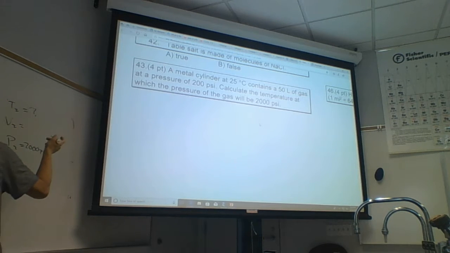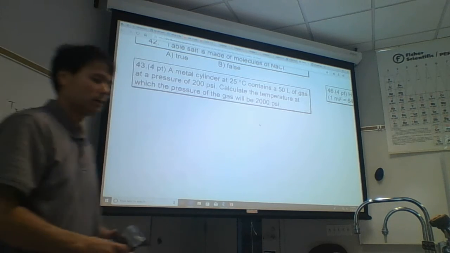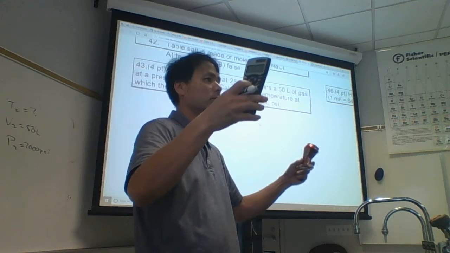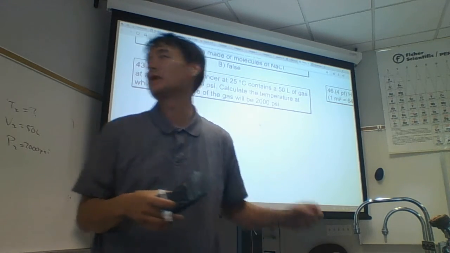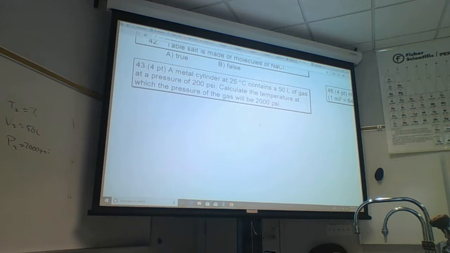I didn't give you V2, but we have to assume it's going to be the same. We're going to assume that the metal cylinder does not collapse or balloon out, that it's strong enough to withstand changes in pressure. And usually they are. So we'll get T2 is equal to P2 over P1 times T1.